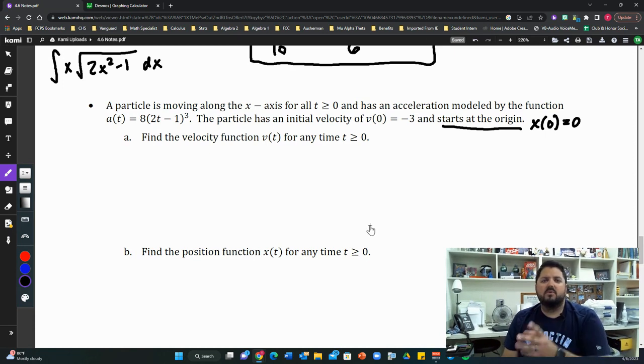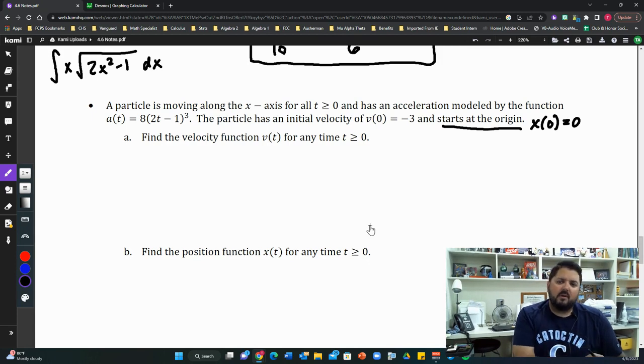Remember, we can use those. If I start with one function and I use indefinite integration, I can go backwards and use the initial condition value to find that c. So I could do this twice and make it all the way back to the position function.